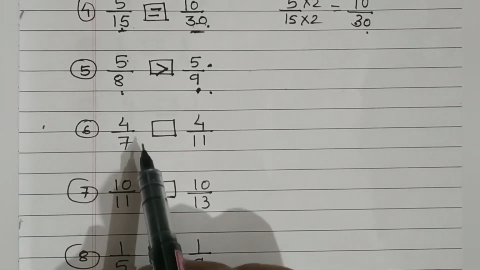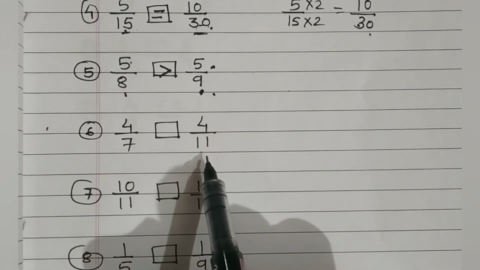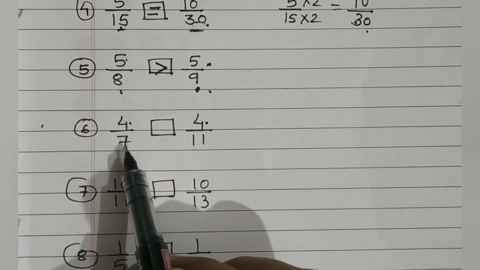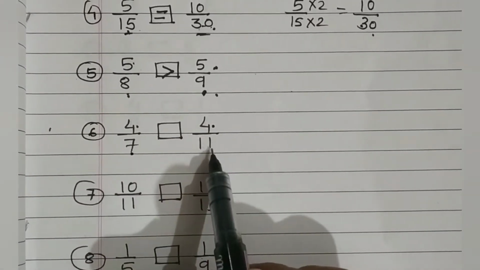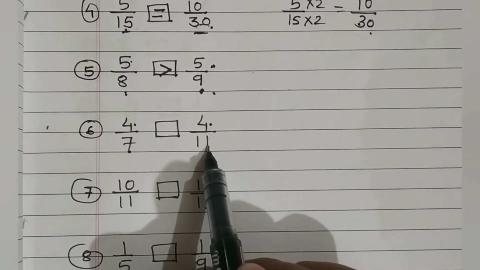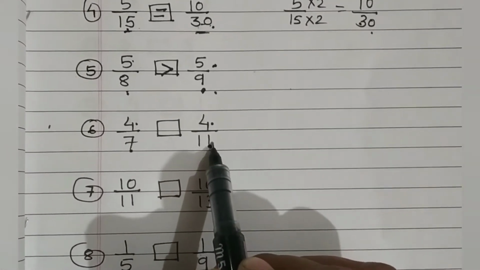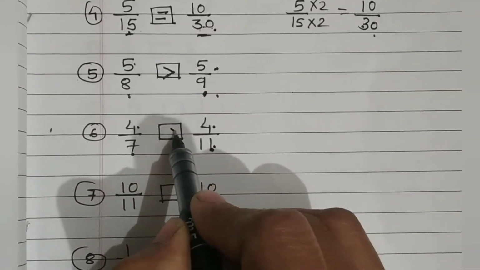This number will be smaller than this number because denominator is greater. Then next number, 4 by 7, 4 by 11. Here also you can see numerators are same. So here denominators are 7 and 11. Which is the greater one? 11. So denominator is greater. So this fraction is smaller.